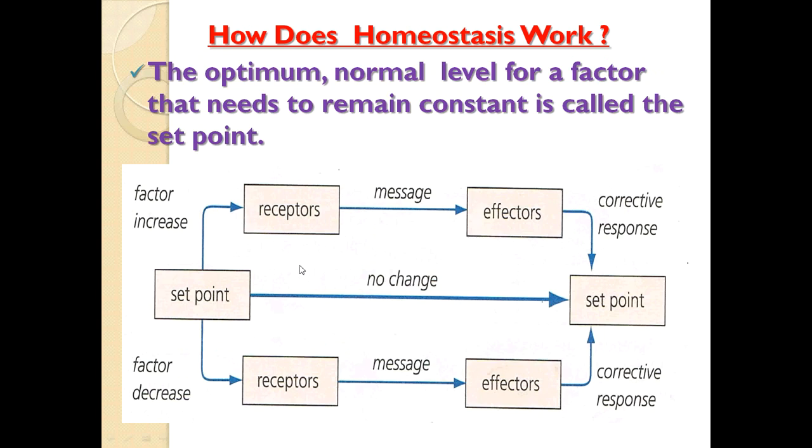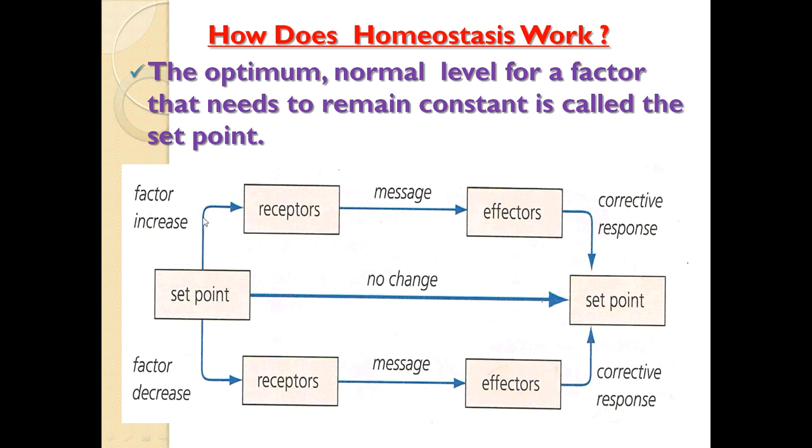How does homeostasis work? Now I'm going to use this diagram here, for example. First, before I move on to the diagram, this first point is saying that the optimum, meaning normal, level for a factor that needs to remain constant is called the set point. Now, for this example, I'm going to use body temperature.